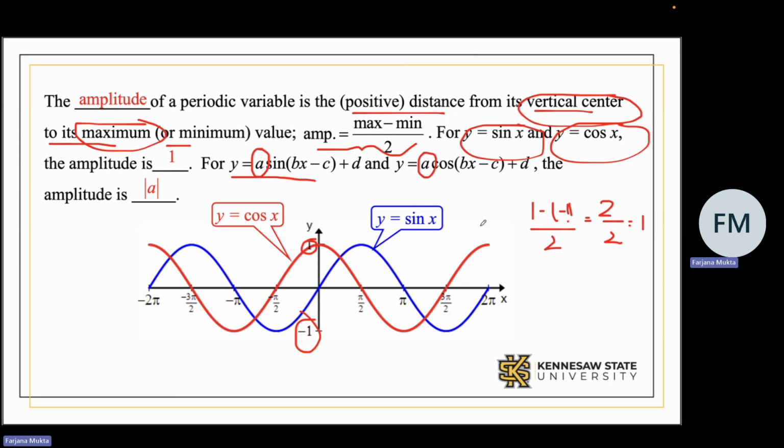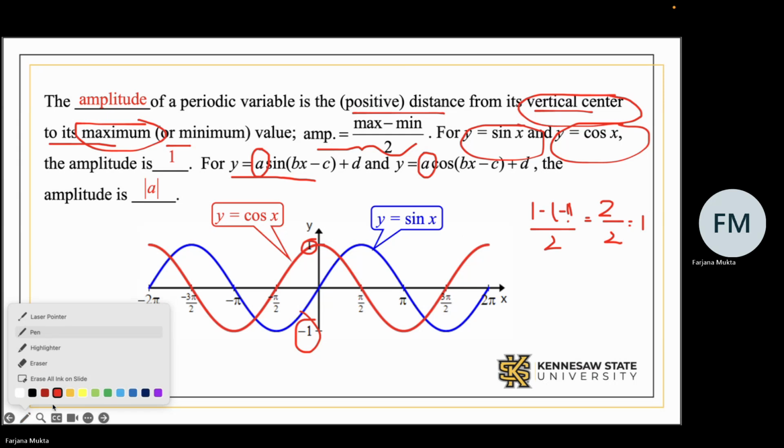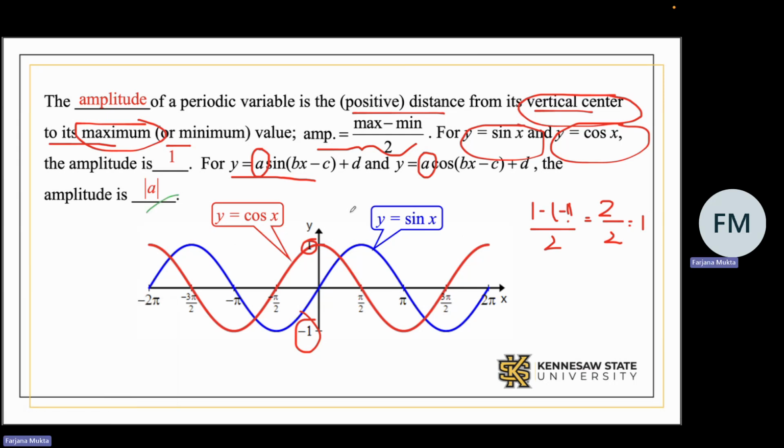So once again, the absolute value of a is our amplitude. As you can see, in the parent function we are not multiplying any number from the outside, so the amplitude is just 1.